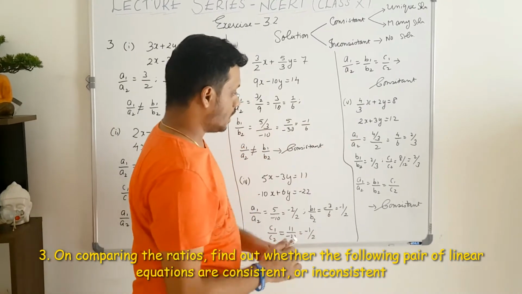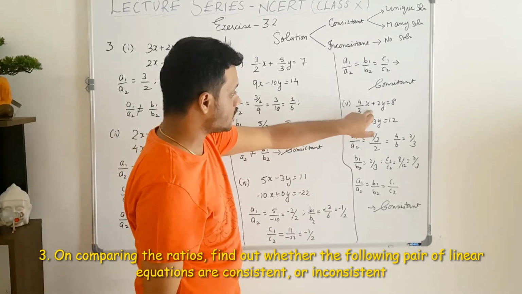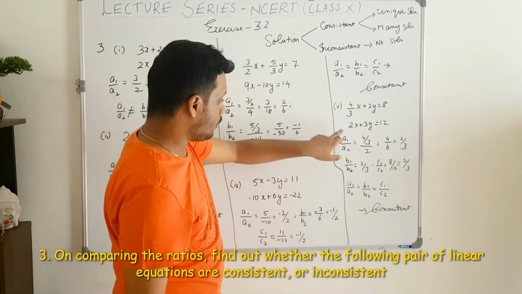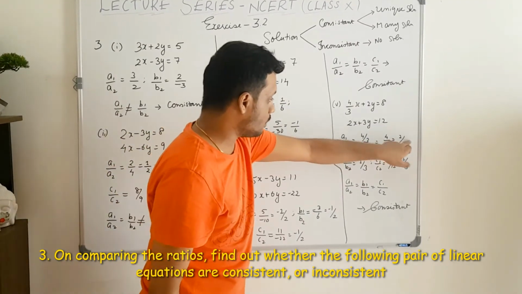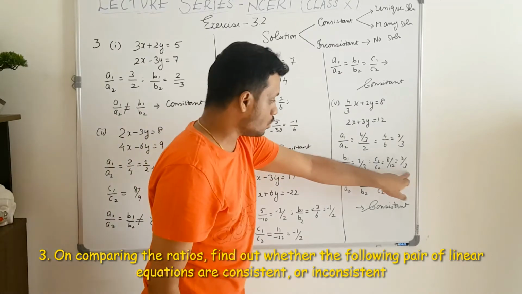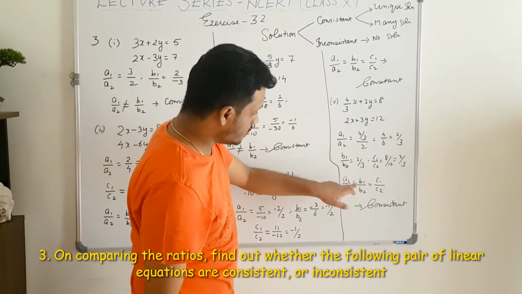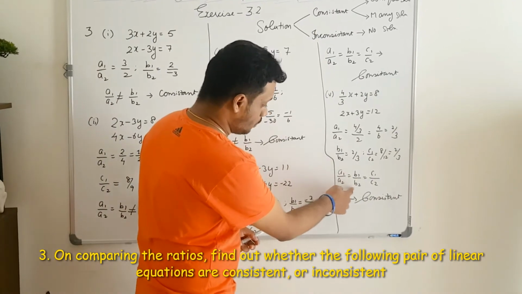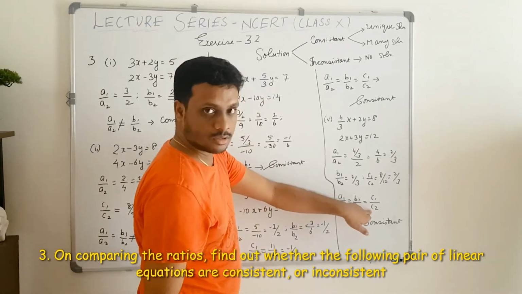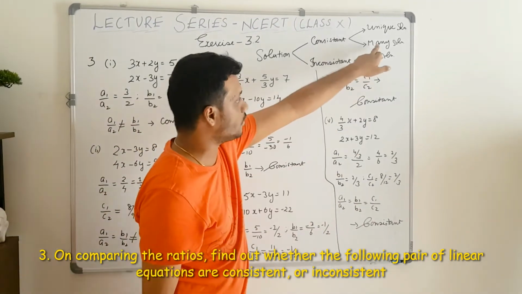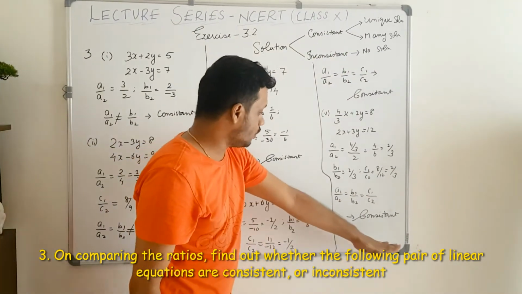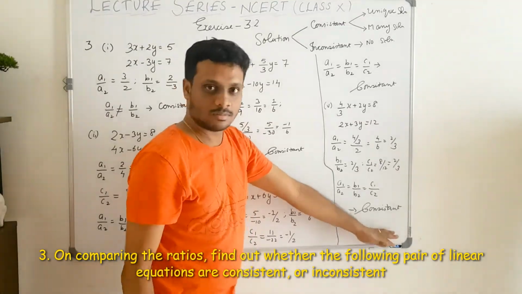Then we go to the fifth and last one. We have 3x plus 2y equal to 8, 2x plus 3y equal to 12. I find a1 by a2, it is nothing but 2 by 3, then b1 by b2 is also 2 by 3, then I see that c1 by c2 is also 2 by 3. So a1 by a2 equal to b1 by b2 is equal to c1 by c2. So when all the three are equal, it is infinitely many solutions and it falls under the condition of consistency. Therefore, the fifth set of equations is consistent.